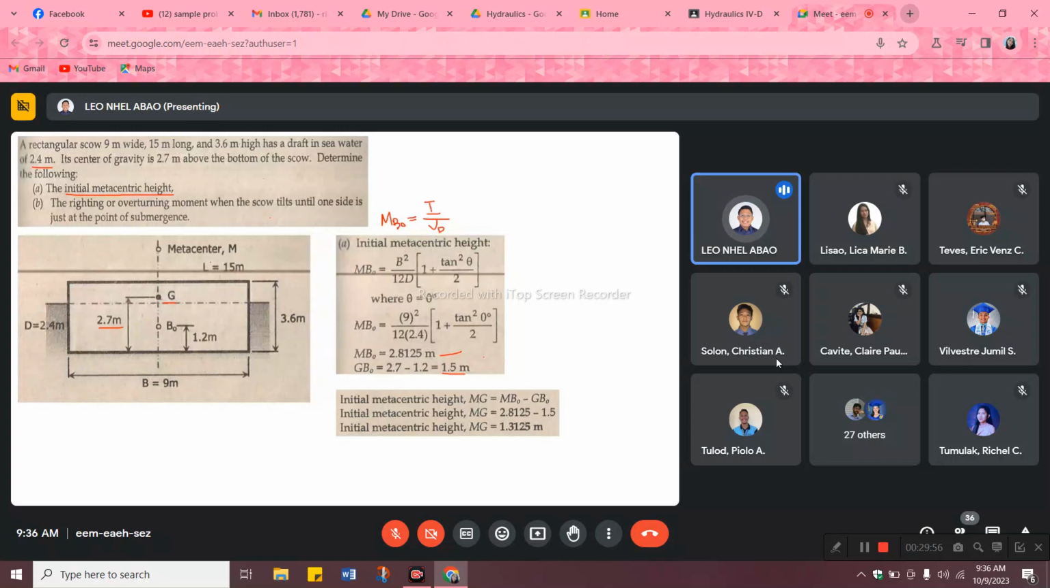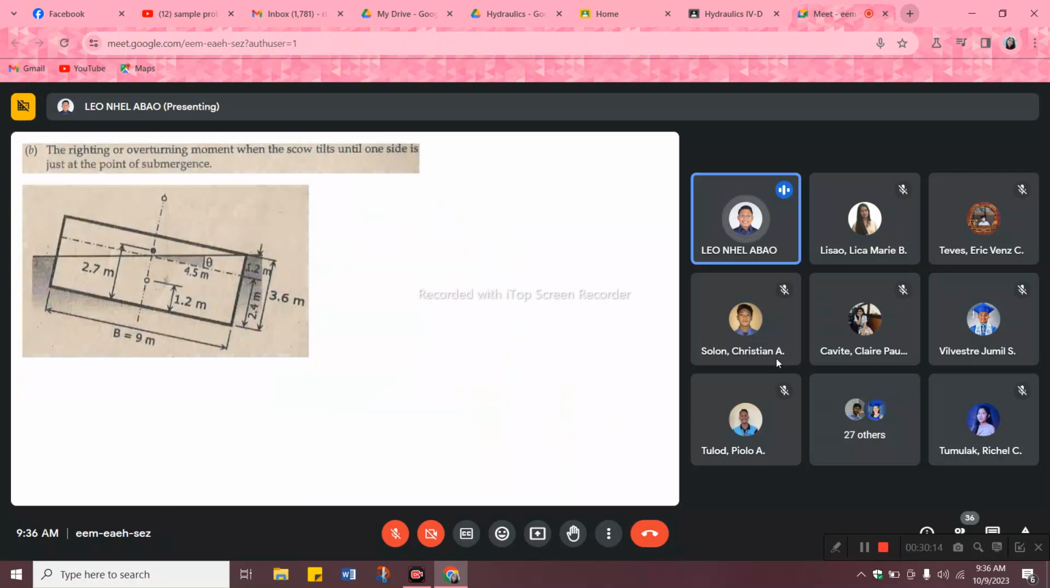To get the metacentric height, we subtract. Therefore, we have 1.3125 meters, that is the metacentric height, the distance between G and M. Now, the second part: righting or overturning moment, where the scow is already tilted.